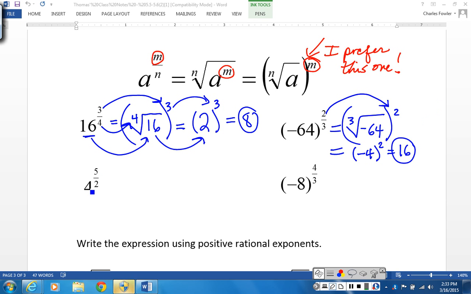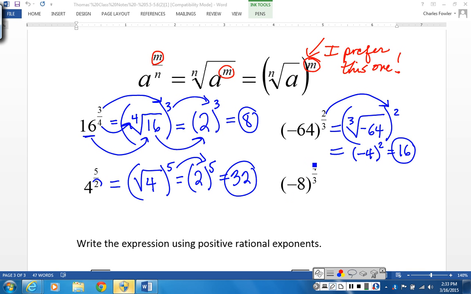Alright, we have 4 to the 5/2. That's the square root, right? Square root of 4, but all of that is to the 5th power. The square root of 4 is 2, but all of that is to the 5th power. So 2 to the 5th power equals, in your calculator, 32.